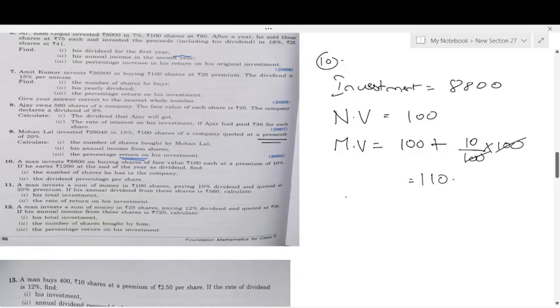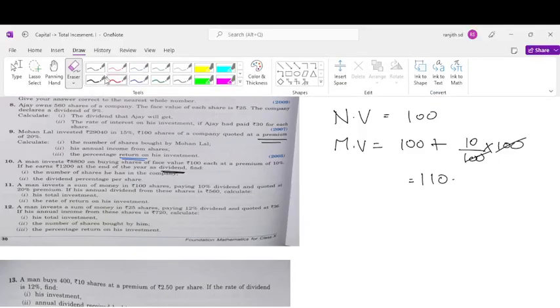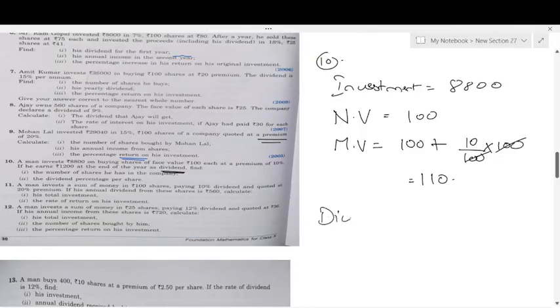Next, if he earns rupees 1200 at the end of the year as dividend, what do you mean by dividend, students? Dividend is what? Income or profit, right? So let me write that as dividend, not percentage. Dividend is given as a value, or income, it is the same. Dividend is equal to 1200, that is what they've given.